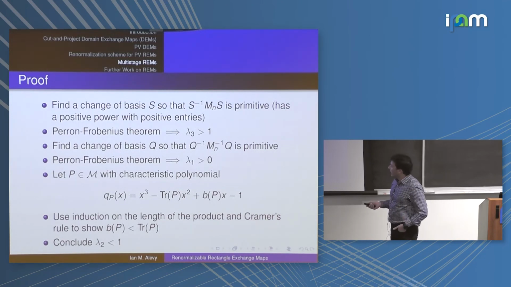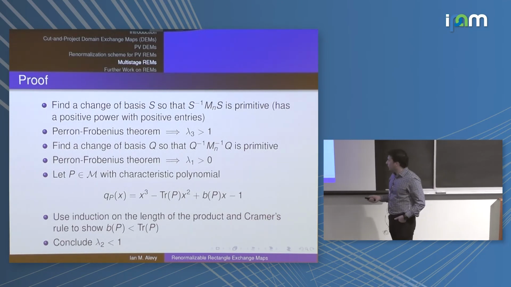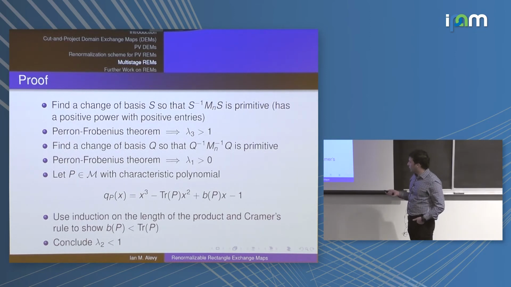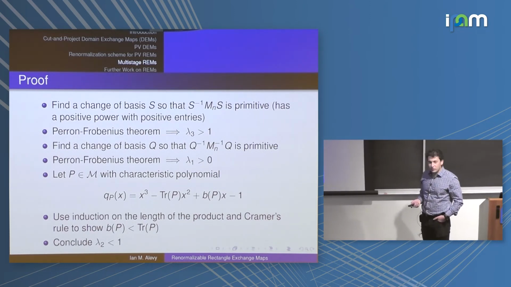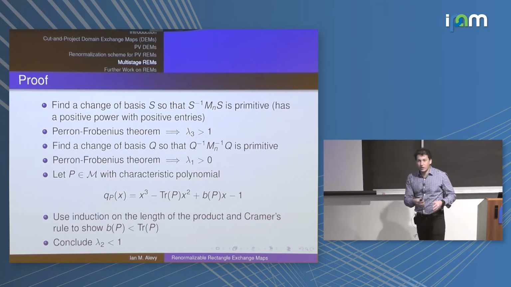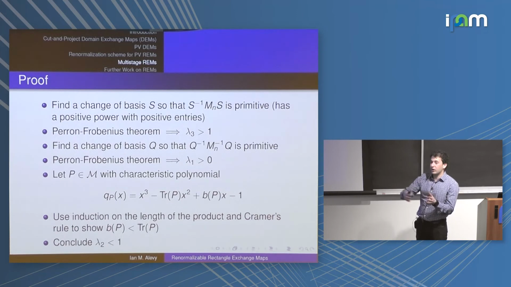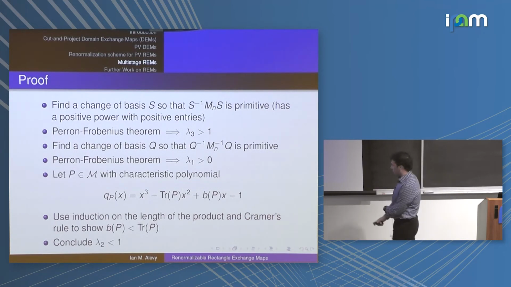So to show that the second eigenvalue is less than 1, you look at the characteristic polynomial, and it turns out that it's equivalent to showing that the coefficient b of p in front of x is less than the trace of p. And we use an inductive argument to show that, where we write our matrix in the monoid as a product of these generators of the monoid of length n, and then we use induction on that product.